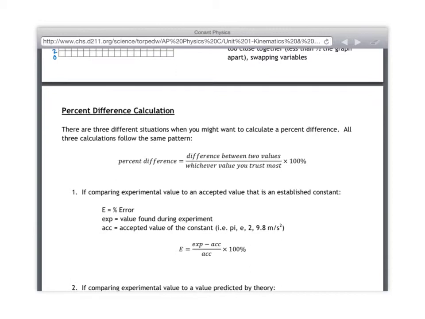Okay, so what was your experimental value? 10.1. And what's the accepted value? 9.8. Now, remember, it's the difference between the two divided by what do you trust most? 9.8. So divided by 9.8. And so what do you get? 3.06. What is it? Wait.